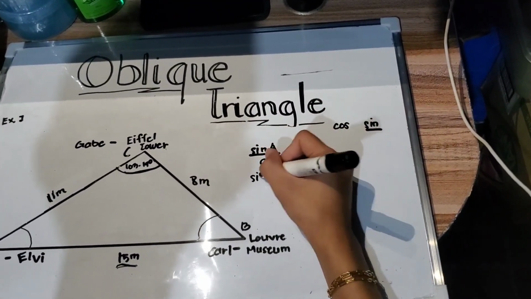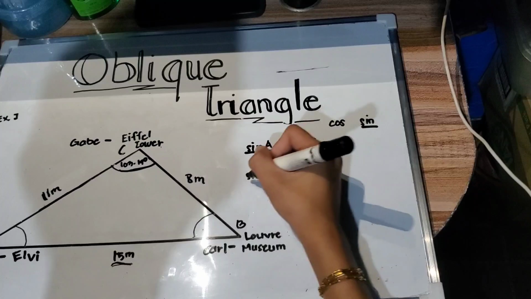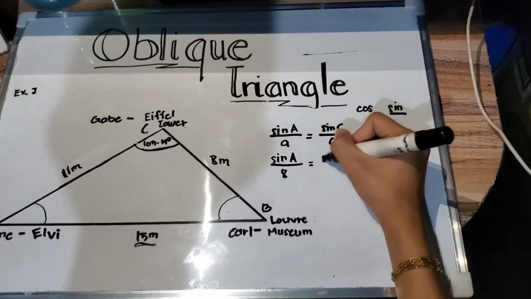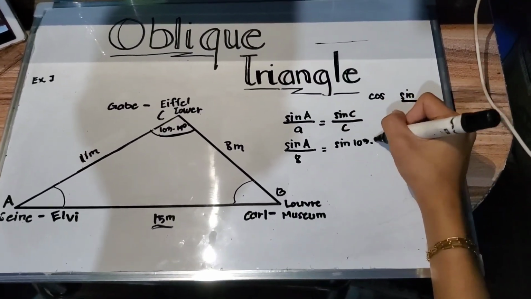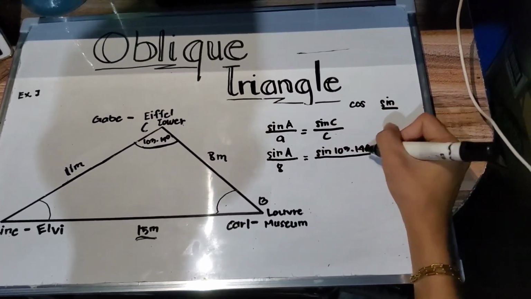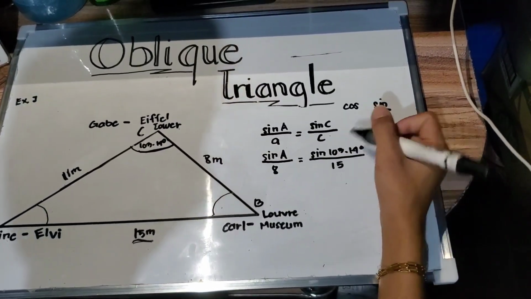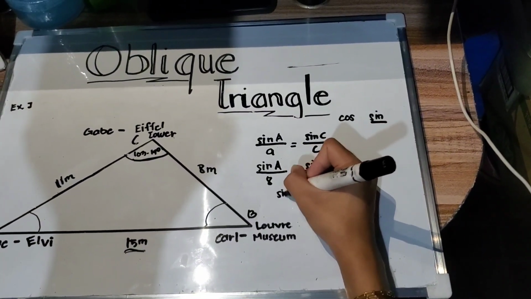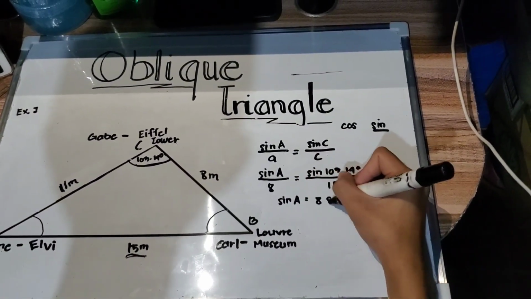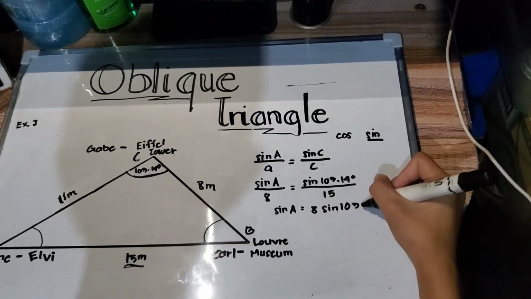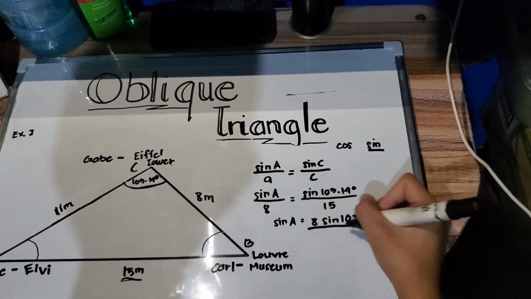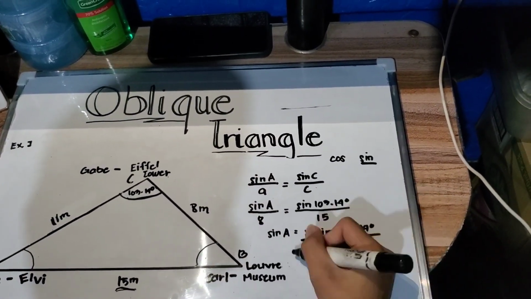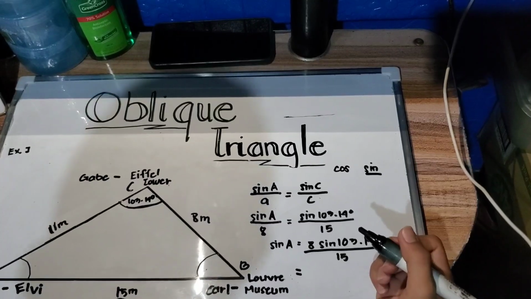Next is to substitute the given values. So sine A, just copy the sine A because it's unknown. Measure of side A is 8, equal to sine of C, which is 103.14 degrees, over the measure of side C, which is 15 meters. Next is to cross multiply. If we cross multiply these equations, we achieve this equation: sine A is equal to 8 sine 103.14 degrees all over 15.